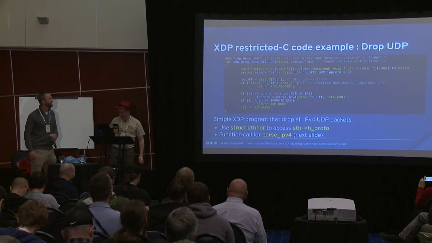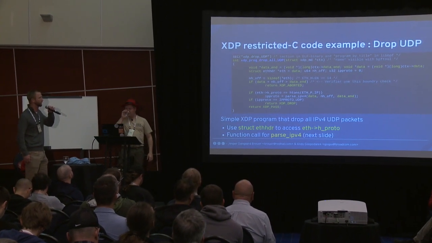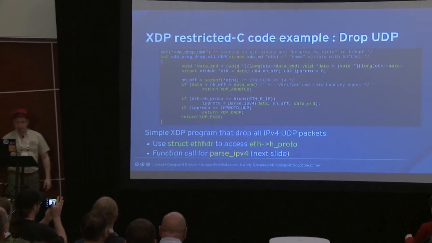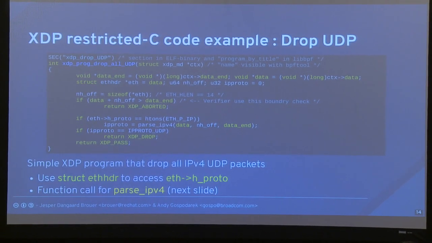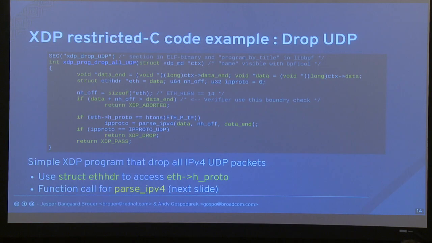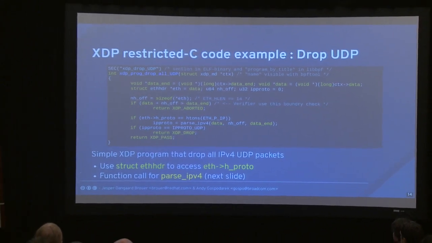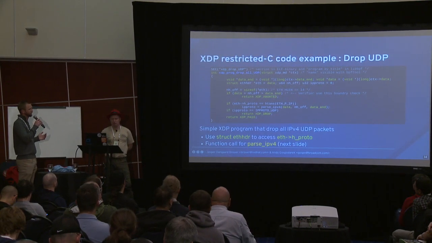All right. So here's a pretty simple example of this restricted C code. It's just a simple inspection to see if it's UDP. If it is, drop it on the floor. One of the cool things we get is that we're not writing all of our application libraries from scratch every time we do a BPF program. You can see at the very top we've got struct eth header, because we can include kernel header files, so we have information about how big some of these structures are.